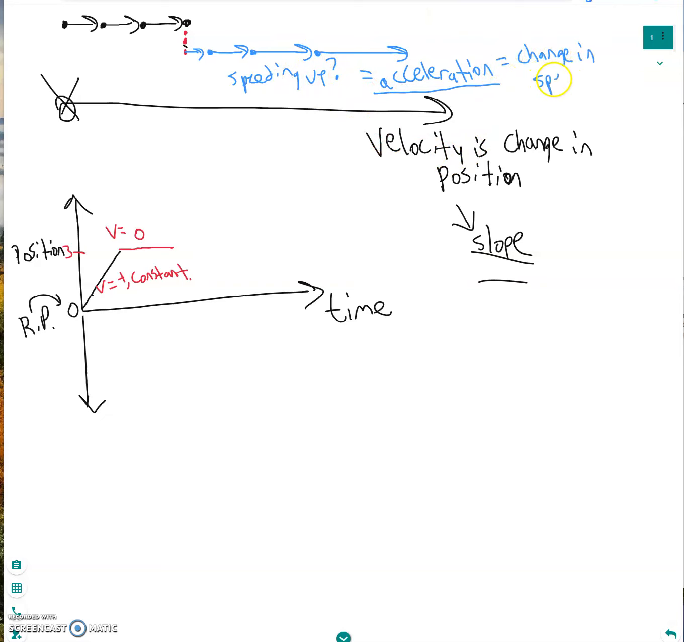So I would write this in your notes, these two things: velocity is change in position and acceleration is change in speed. I would put those in your notes, and I might even write down this example just so you can kind of see how it works. So let's talk about this for a second.